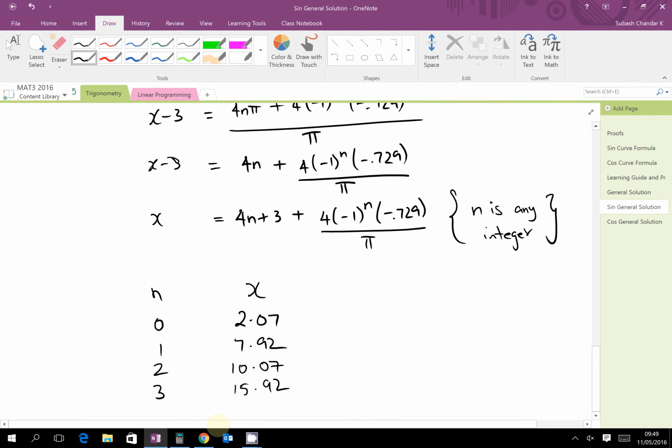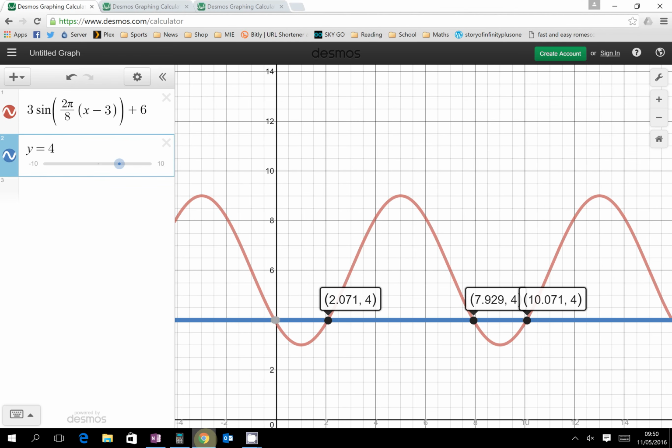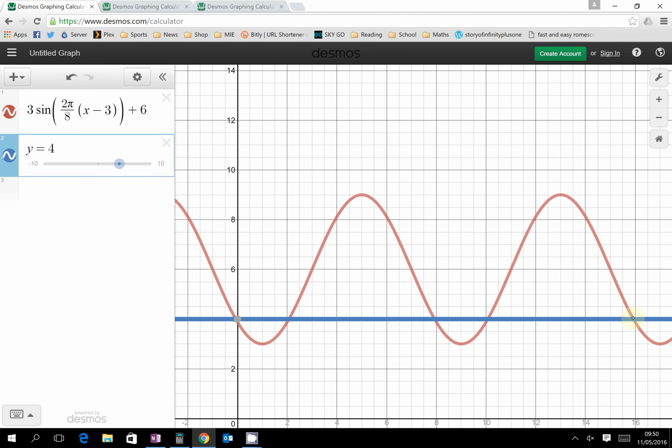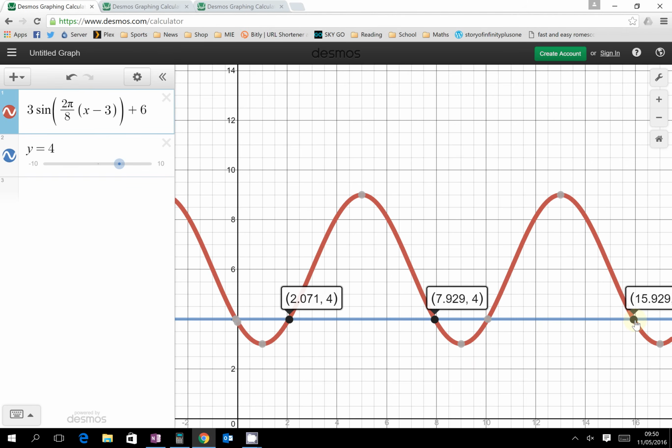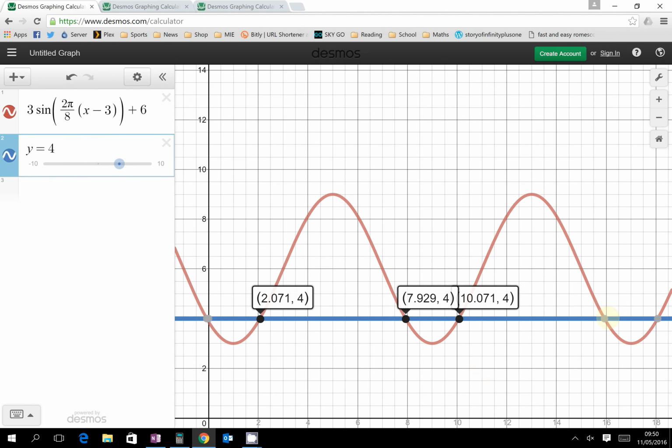Look at those values: 2.07, 7.92, 10.07, 15.92. If I go into my graph, look at that. First value is 2.07, 7.92, 10.07, and the point that Shweta found, which was, what was it, Shweta? 15 point. And that's your other point. And as you substitute n, you're going to get those infinite values. That's all it means. Does that make sense, Bruce? Sorry? The value of y I'm giving you. I'm giving you the value of y and asking you to find all the values of x.